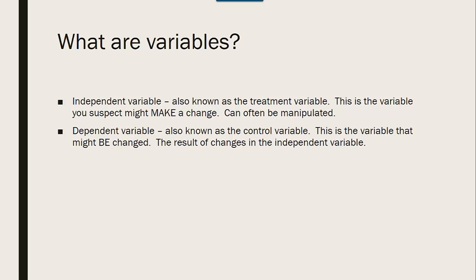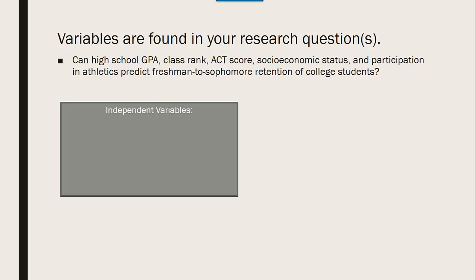The dependent variable is sometimes called the control variable. That's the variable that might be changed, and it changes as a result of the independent variable. Let's take a look at some examples because I think that's going to help you understand. So let's say this is our question.